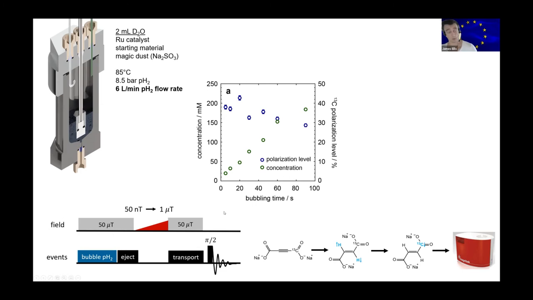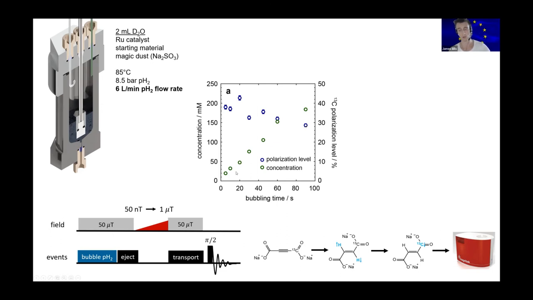So the first results are experiments in which we're just characterizing how well we can hydrogenate fumarate. And so we're going to vary the bubbling time. And what I plot here is concentration in green. I hope you can see that. That's the points that just go up close to linearly here. And polarization level in blue.